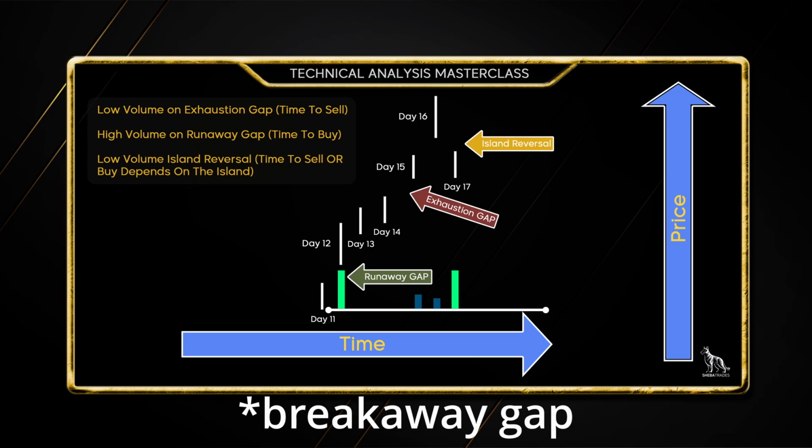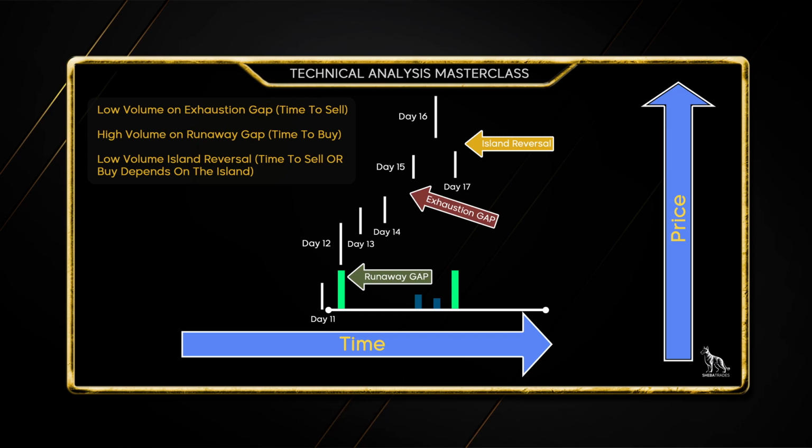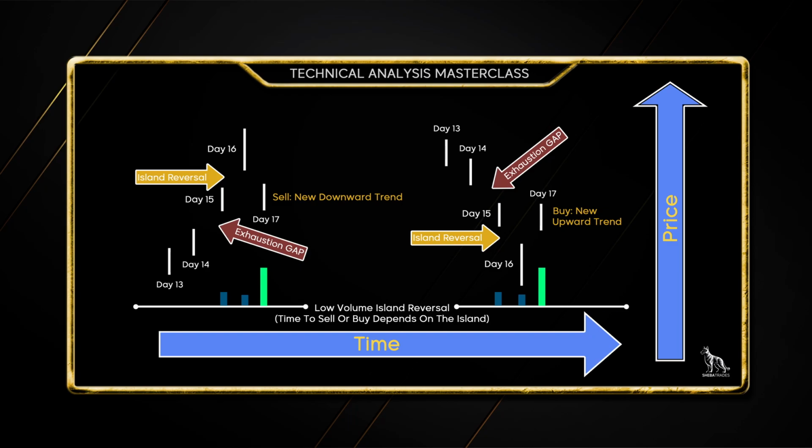So you can have the runaway gap going up or down, but from day 16 to 17, you have your runaway gap on that pickup in volume. So that trend is clearly changing. So the time to sell or buy depends on the island, as I mentioned.